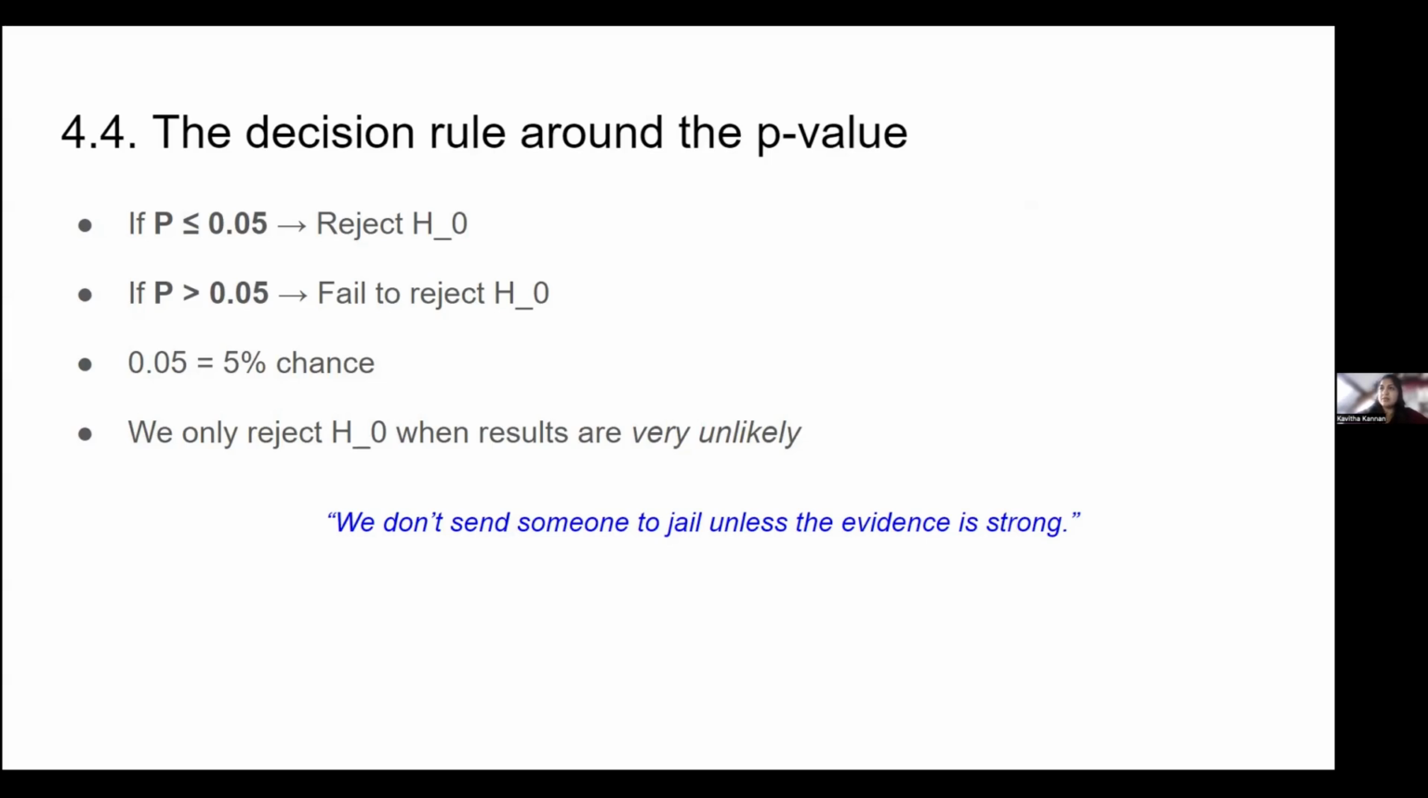But the value that people usually chase is 0.05. If the p-value is lower than or equal to 0.05, then you can reject the null hypothesis. For example, 0.05 is a 5% chance. So say you have 100 people, right?